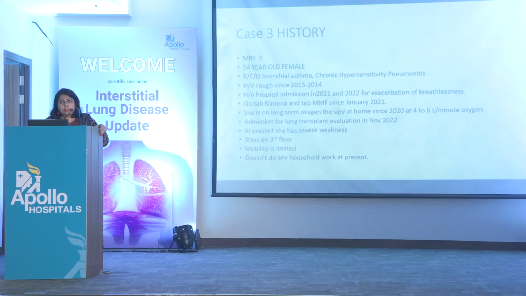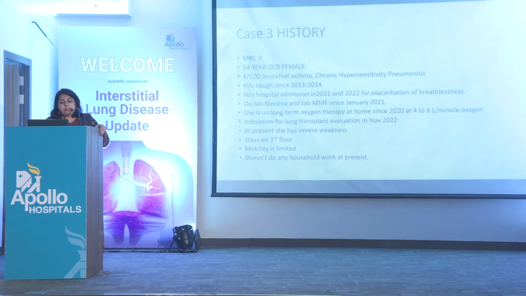She was diagnosed with asthma, and when she came, she was already having fibrotic hypersensitivity pneumonitis. She had symptoms since 2013, with multiple hospitalizations. She was already on nintedanib, MMF, and oxygen therapy, which initially she required only 1 to 2 liters of oxygen, and that kept on progressing to 4 to 6 liters.